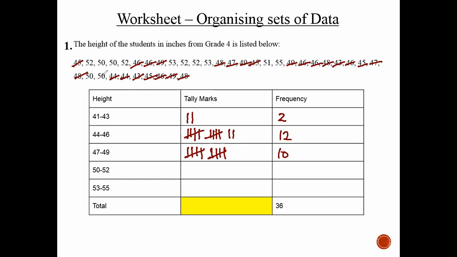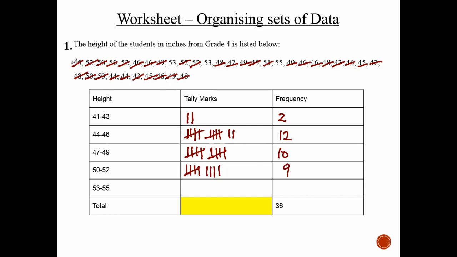And then the next one, 50 to 52. So it's going to be 1, 2, 3, 4, 5. Okay, strike it. 6, 7, 8, 9. So I have 9 over here. And the last one, 53 to 55.